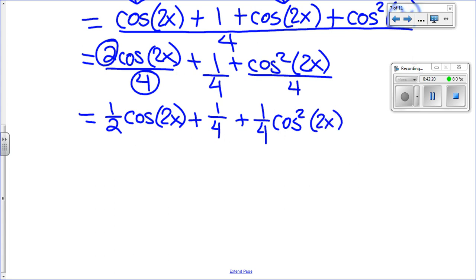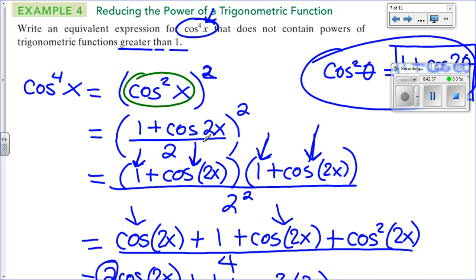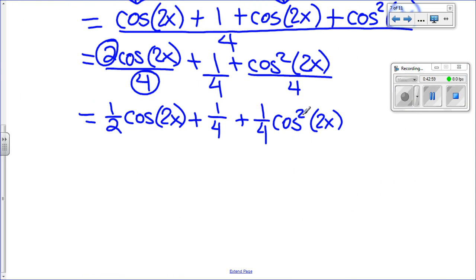Are we done? Unfortunately, we're not, because the requirement was to not have powers greater than 2. So then we have to do this again. So I guess I was partially right. We're going to have to do the substitution again. So the power cannot be greater than 1, and that's why we'll do it again. We're going to take this same substitution and use it here.